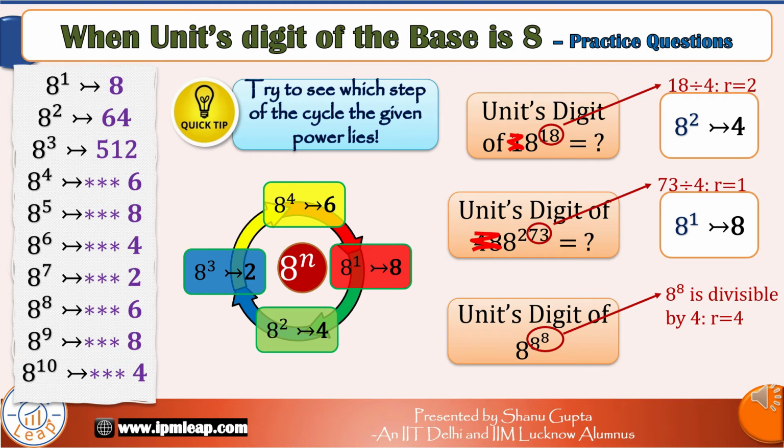That means we are at the fourth step of the cycle and our unit digit will be the same as that of 8 raised to 4, which is 6. So our answer for the unit digit of this expression is 6.